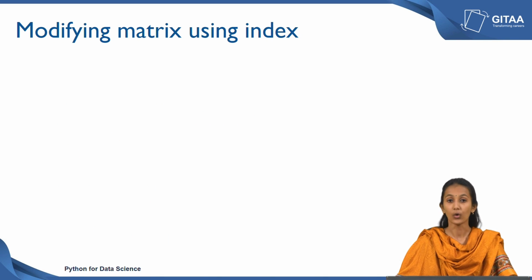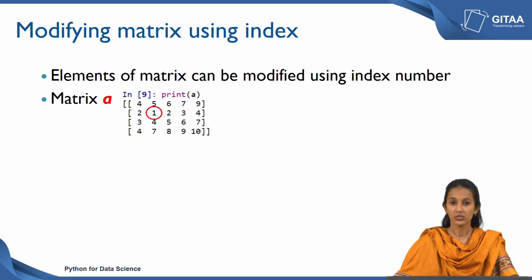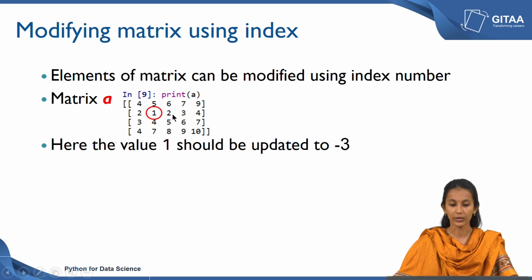Let's see how to modify the matrix using the index number. So I am going to print the matrix A. So this is our matrix. Now the dimensions are 4 cross 5. So let's say if we wanted to change the value of 1 to -3, we can change the elements of the matrix using the index number.